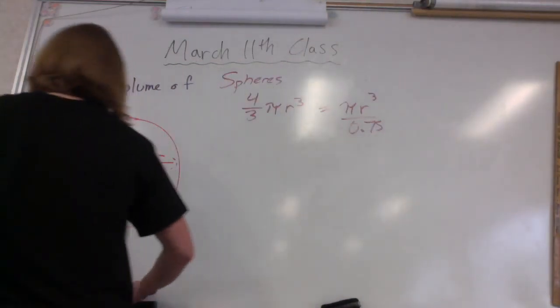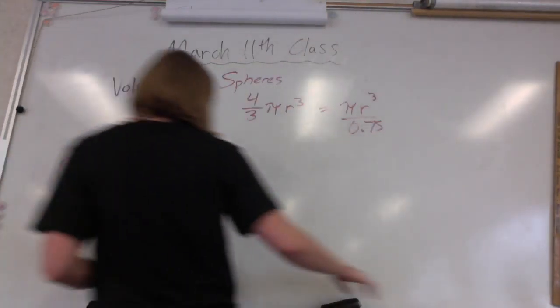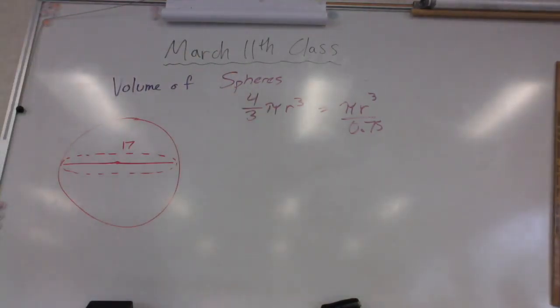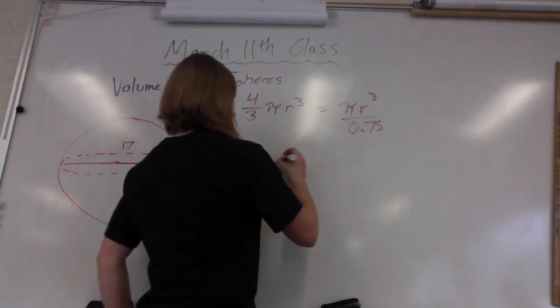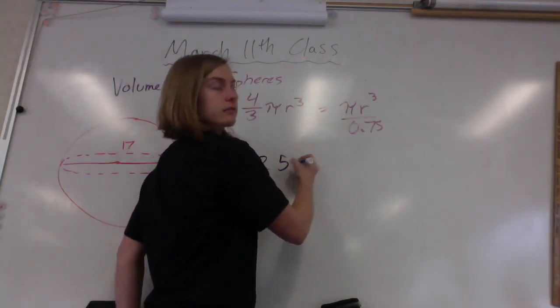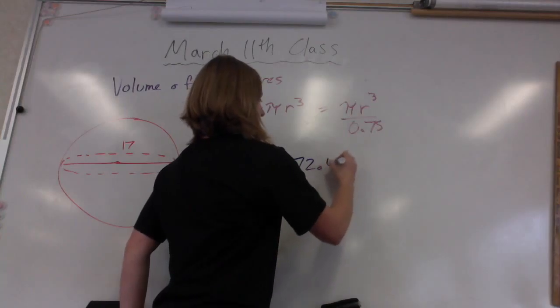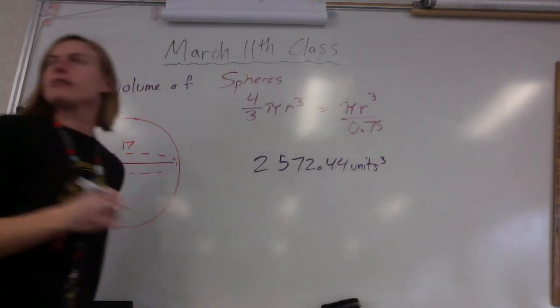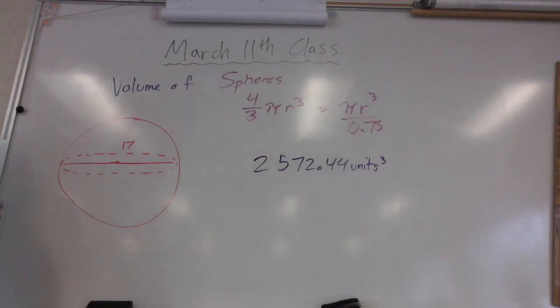3.14. You can't cheat it. 1, 5, 6, 4. 1,592,654. Okay, what are we getting? 1,500. Okay, I got 2,572.44. Is that about what everyone's getting?